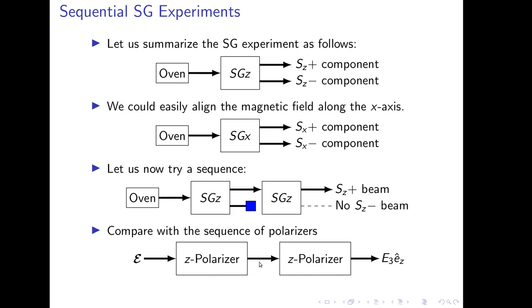What did the Z polarizer do? It projected out the Ex component and sent through only the Ez component. But the second one did nothing. That's what this is telling you. So in some sense, the analogy is there.